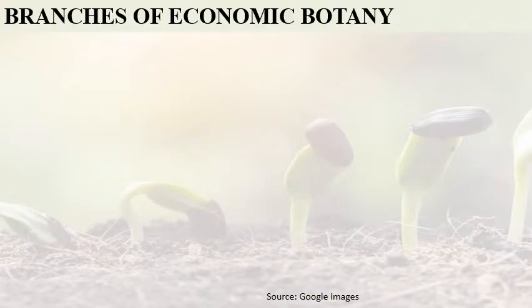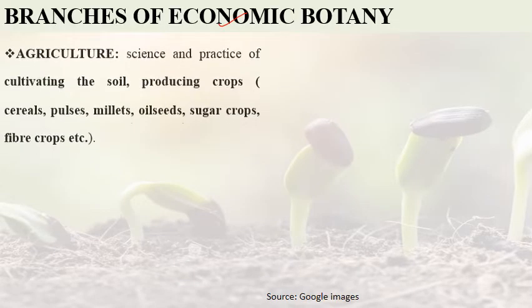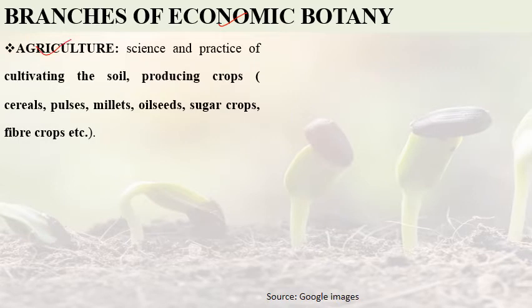Next comes branches of economic botany. Firstly, agriculture. Agriculture is the science and practice of cultivating the soil, producing crops like cereals, pulses, millets, oilseeds, sugar crops, fiber crops, etc. So this is the science and practice of cultivating the soil and producing crops.